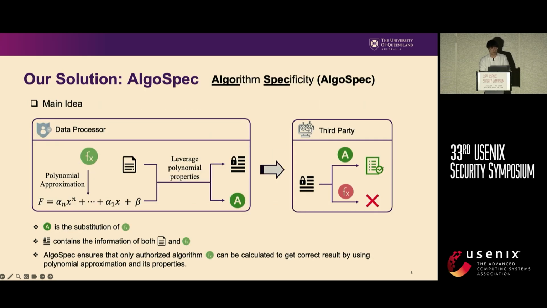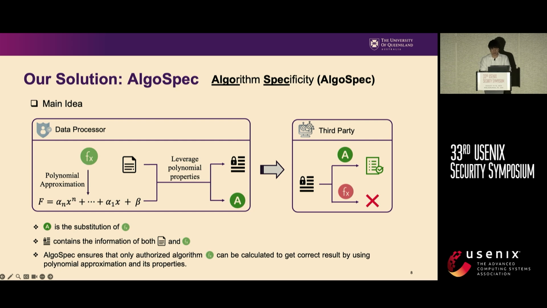So we give our solution here, the AlgoSpec. AlgoSpec stands for algorithm specificity. The core idea behind AlgoSpec is illustrated in this figure. When the data processor is authorized by the data owner, they first use a polynomial approximation technology to transfer the original algorithm into a polynomial form. By leveraging the properties of the polynomials, the data processor can then obfuscate the original data and the polynomial together, creating an obscure list. And at the same time, a calculation rule is generated automatically.